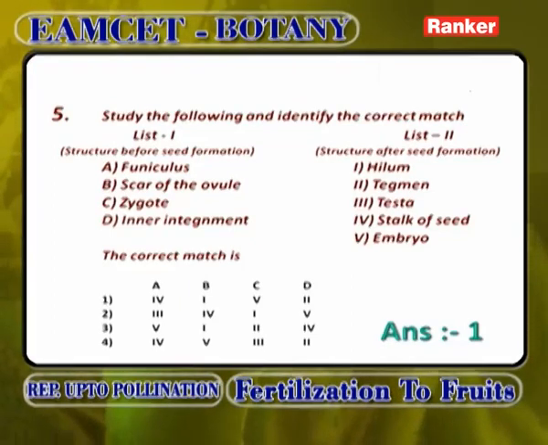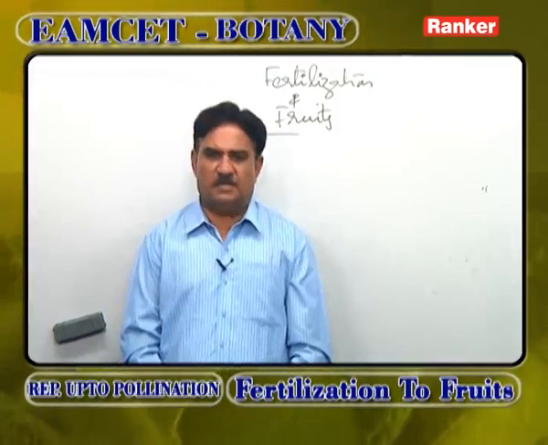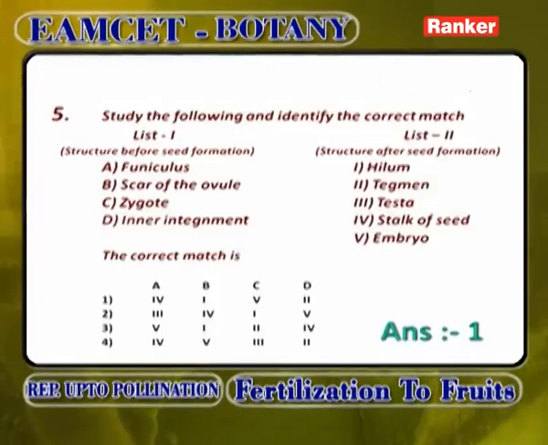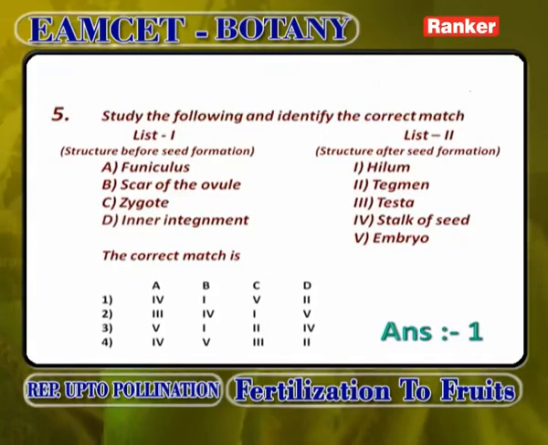Zygote. Zygote develops into embryo. Then inner integument. Inner integument becomes tegmen. Outer integument becomes testa. Inner integument normally becomes tegmen. Outer integument becomes testa. So answer: funiculus, stalk of the seed; scar of the ovule, hilum; zygote, embryo; and inner integument is tegmen.